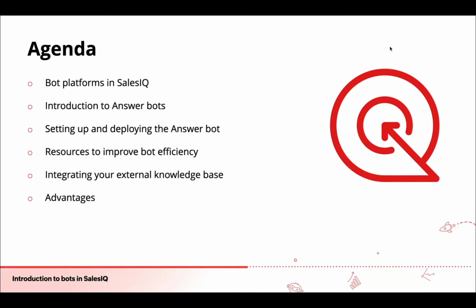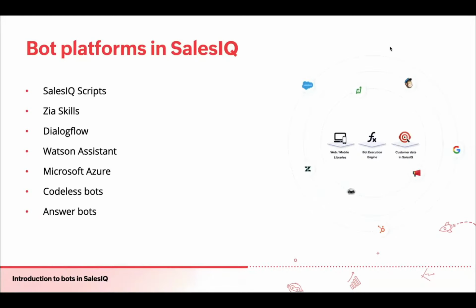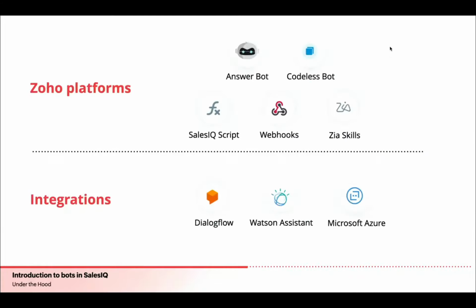Zoho SalesIQ, a live chat and customer engagement software, as all of you know, offers many different platforms with respect to bot building, such as SalesIQ Scripts, Dialog Flows, Zia Skills, Webhooks, and Watson Assistant to help you build Zobots. Let me tell you about these different platforms and how each is unique in its own way. SalesIQ Scripts is a bot building platform that uses Deluge as its online scripting language. With this platform, you can create the bot of your dreams, which means you can customize every single feature of the bot from scratch to match your business requirements.